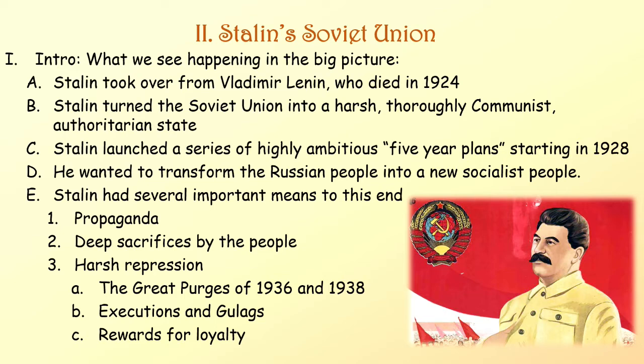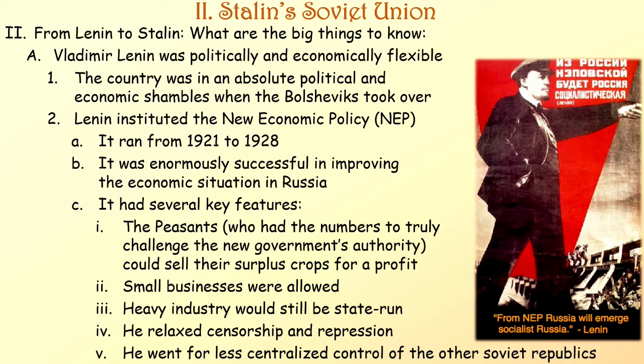Stalin had several important means to this end: propaganda, deep sacrifices by the people, harsh repression, including the Great Purges of 1936 and 1938, executions in gulags, and rewards for loyalty. From Lenin to Stalin, what are the big things to know?